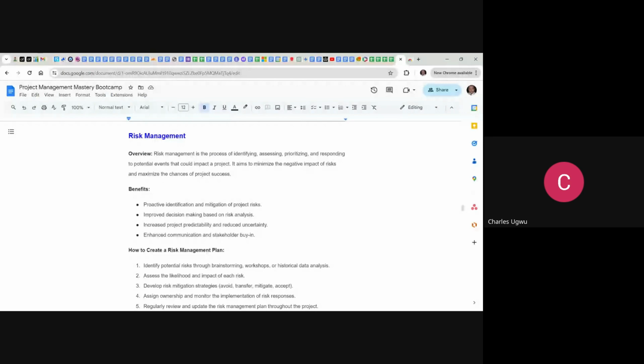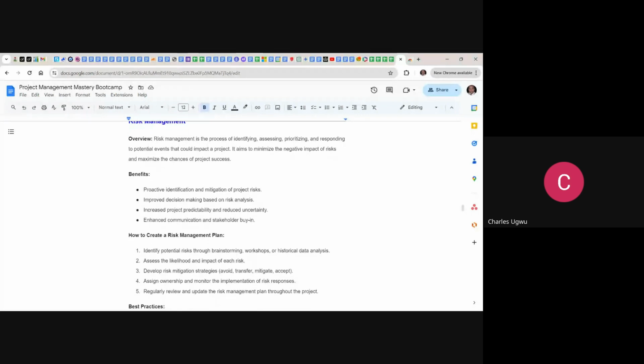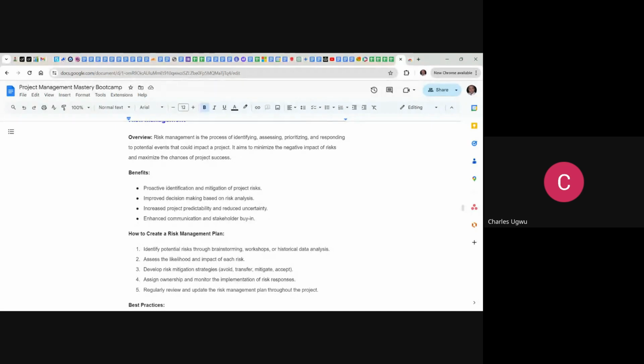So risk management is the process of identifying, assessing, prioritizing, and responding to potential events that could impact a project. Its aim is to minimize the negative impact of the risk and maximize the chances of project success. So what are the key benefits of risk management? Number one is proactive identification and mitigation of project risk, improved decision making based on risk analysis, increased project predictability and reduced uncertainty, and enhanced communication and stakeholder buy-in. So these are the key benefits we derive.